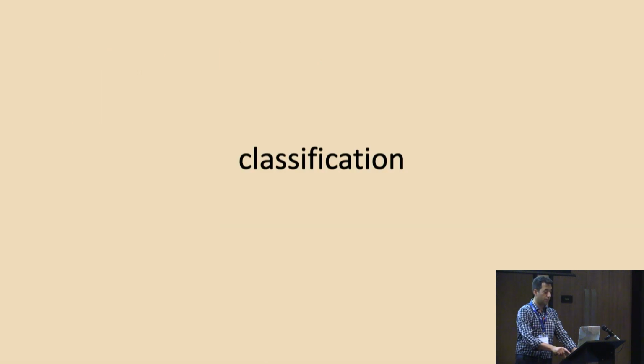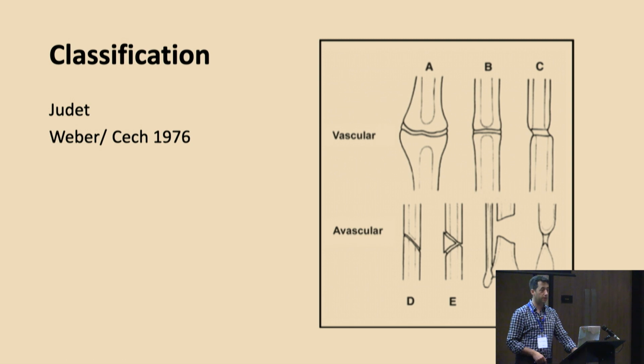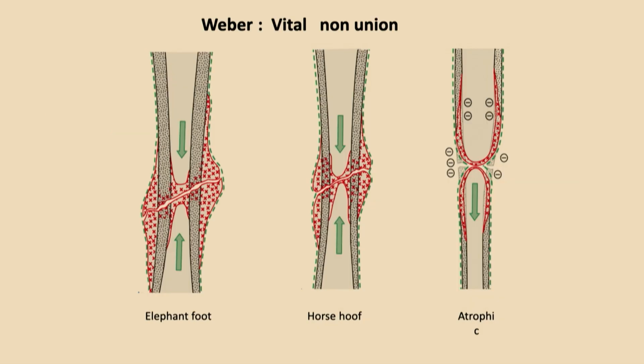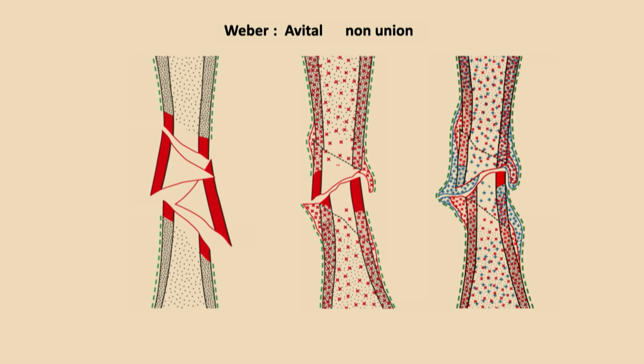Just to refresh our memories, this is the typical teaching of non-union from a radiographic classification. And primarily, we're interested in the vascular group. So that's the Weber and Cech vital non-unions. And you'll be familiar with this, the hypertrophic, the oligotrophic, the atrophic non-union. So these are the radiographic appearances. And I want you to remember that, the radiographic appearances of non-unions.